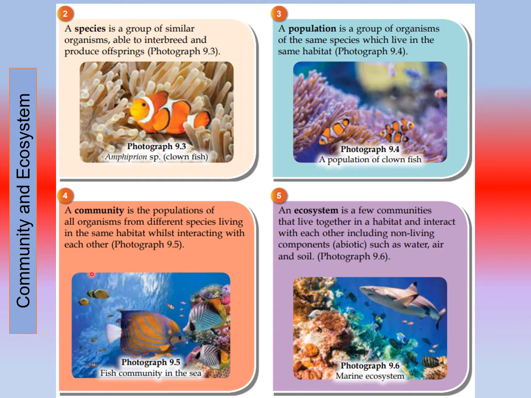And then a community is the populations of all organisms from different species living in the same habitat while interacting with each other. This is a fish community in the sea. There are different species living together in the same habitat. And ecosystem. An ecosystem is a few communities that live together in a habitat and interact with each other, including non-living components, abiotic, such as water, air, and soil. This is a marine ecosystem.